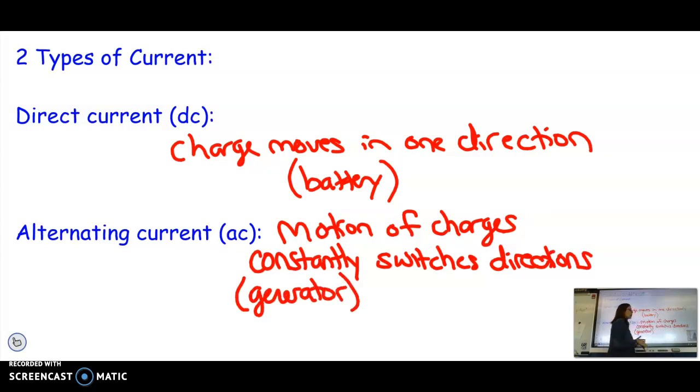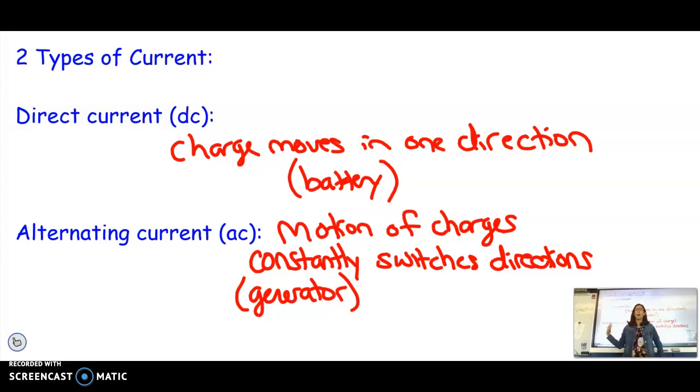And what's happening on a generator, the positive and negative side keeps switching back and forth and back and forth. So the electrons will be told to go this way, then that way, then this way, then that way. So they're moving, but they're actually just kind of moving one direction and then back to the other direction. So the electrons really aren't going through the whole circuit.